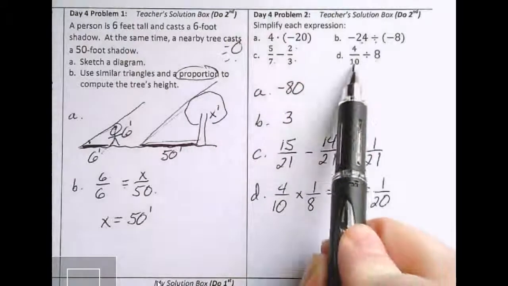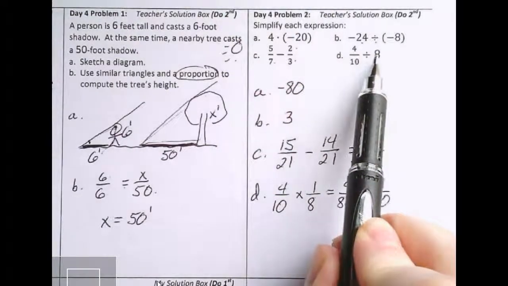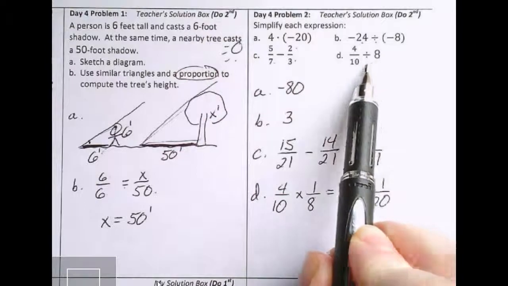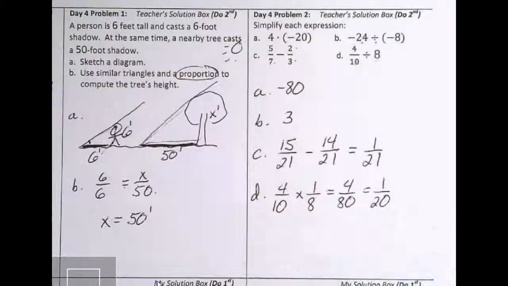So if you start with 4/10 of something and you want to divide it into 8 pieces and you wonder how large those pieces are, each piece is a 20th of the original object.